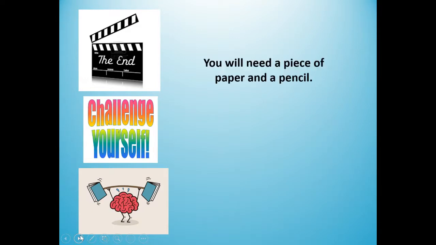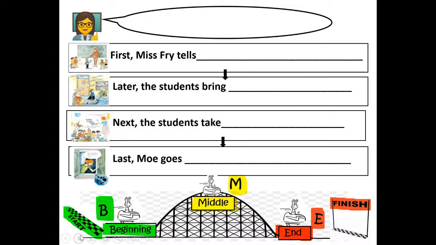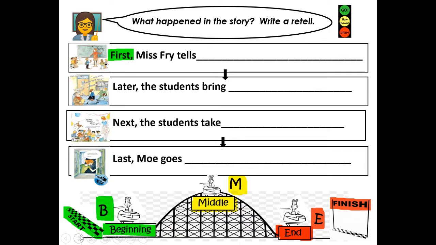All right. So now we're at the end of our review. You're going to challenge yourself, get your brain working. You will need your piece of paper and pencil, and you're going to answer what happened in the story. Write a retell. And again, we're going to use those stoplight colors. Green means go. You're going to say what happened first or the beginning of the story.